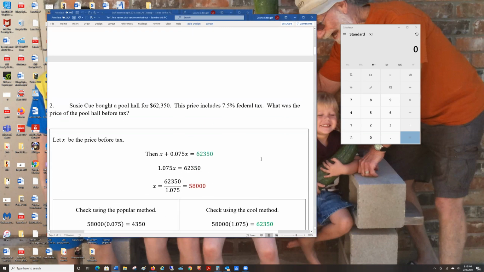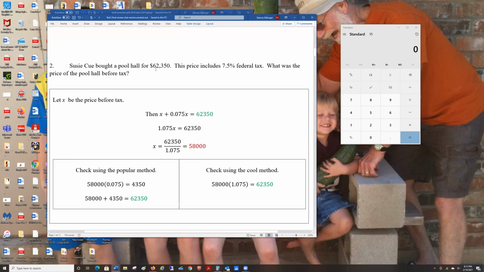Number two, so this pool hall cost $62,350, tax included. The question is, what was the price of the pool hall before tax? And the federal tax is given to be 7.5%. So using algebra, if X is the price before tax, then what happens to that X? The X gets augmented by 7.5% of it. Again, a number plus 7.5% of it is 107.5% of it, which is 1.075.